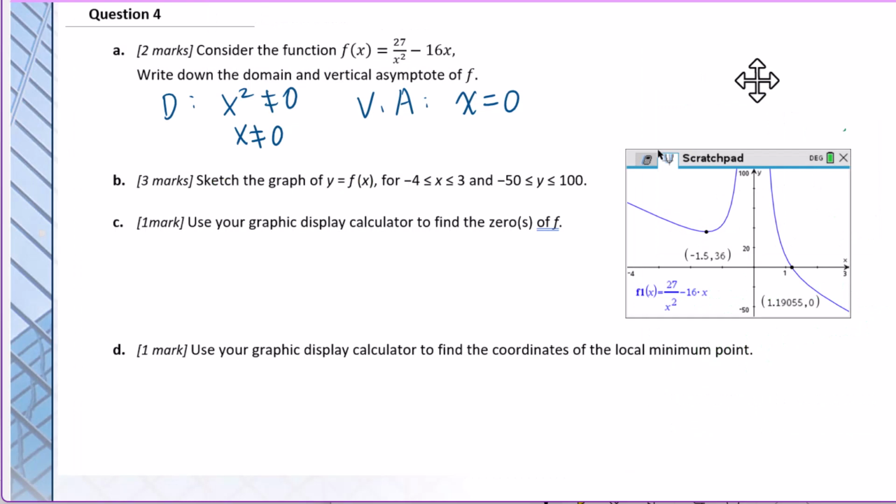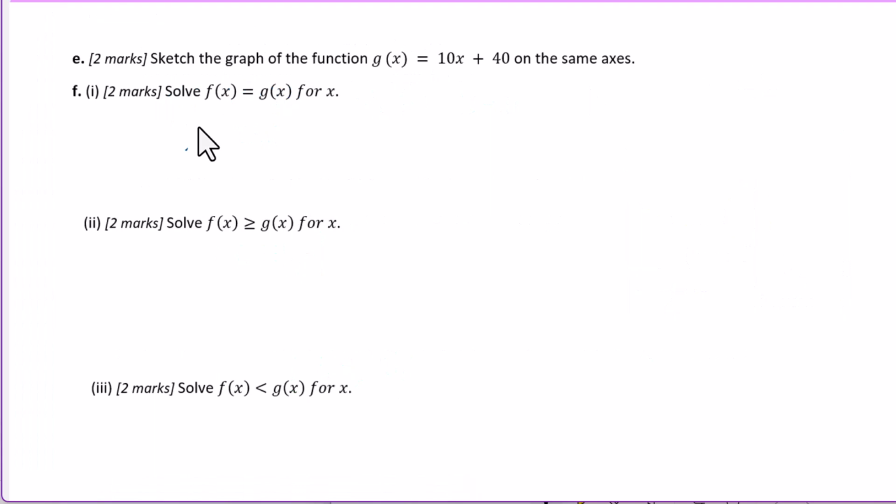Let's go to C. Use your graphic display calculator to find the zeros of f, which is 1.190. D. Use your calculator to find the coordinates of a local minimum point, which is negative 1.5, 36. Let's go to E. Sketch the graph of the function y equals 10x plus 40 on the same axis.